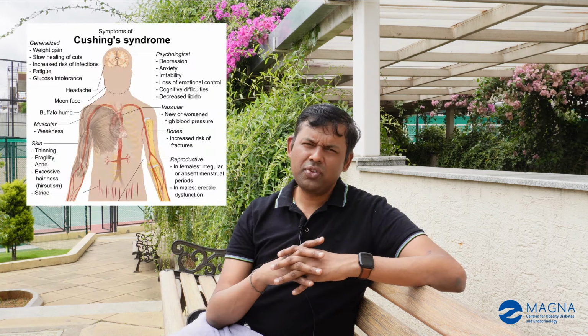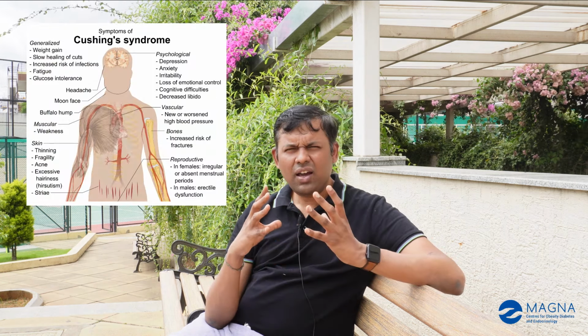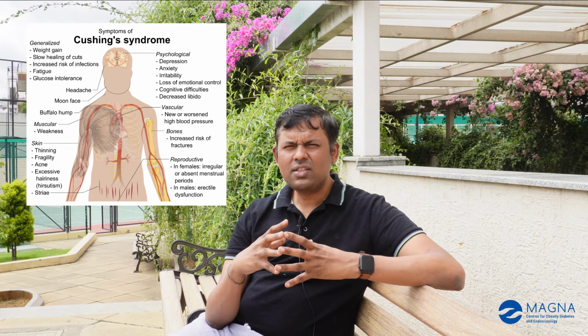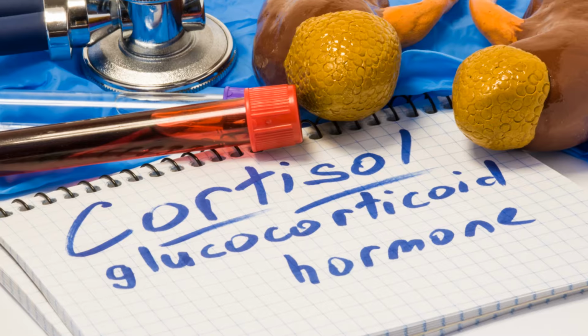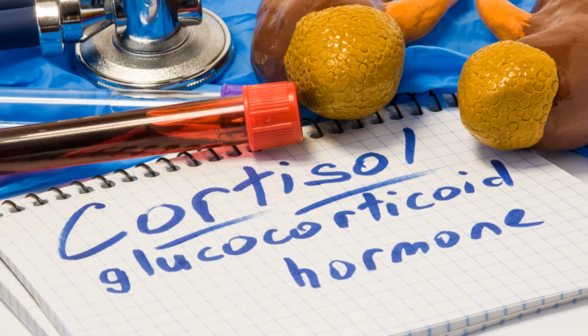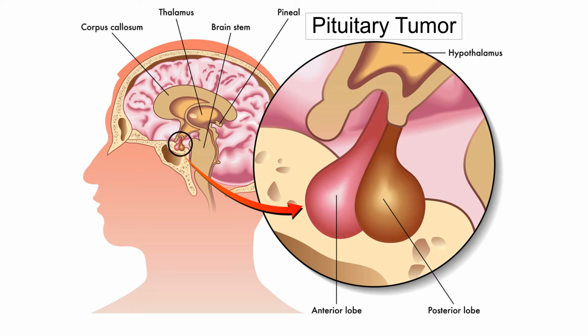Okay. So, Cushing's disease is different from Cushing's syndrome. Cushing's syndrome refers to a set of symptoms and signs which indicate that somebody is having excess cortisol in the body, and Cushing's disease refers to the particular cause of Cushing's syndrome, which is due to a tumor in the pituitary gland. This is very important to note, the difference between the two.